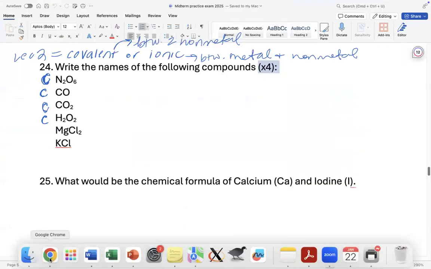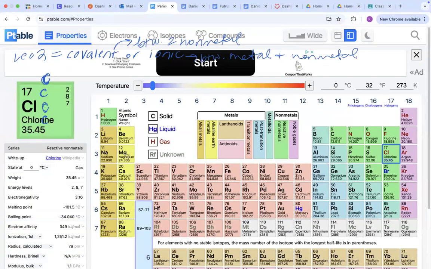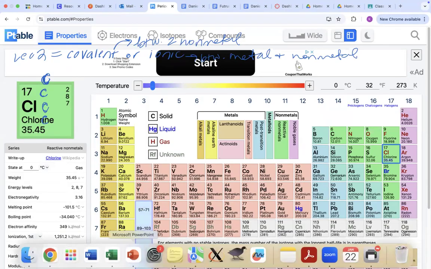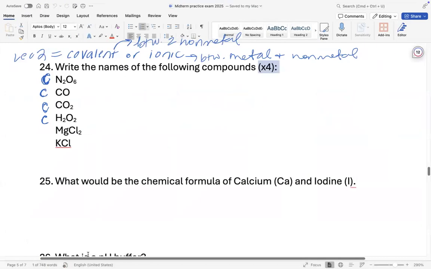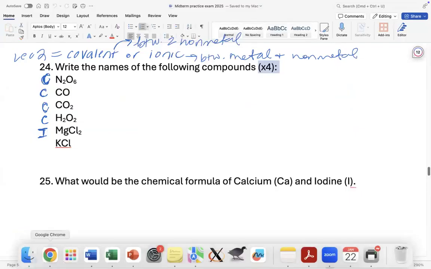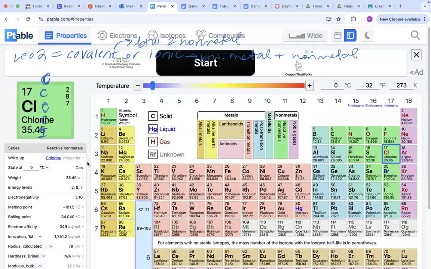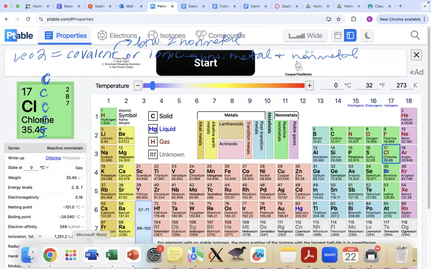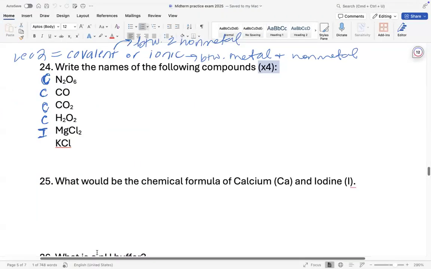MgCl2. So magnesium is here. This is a metal. And then chlorine is over here. So it is a nonmetal. So this is an ionic compound. Chlorine, we already decided is a nonmetal, but let's go see where potassium is. Potassium's over here. So it's a metal. So a metal and a nonmetal. This one is also ionic.